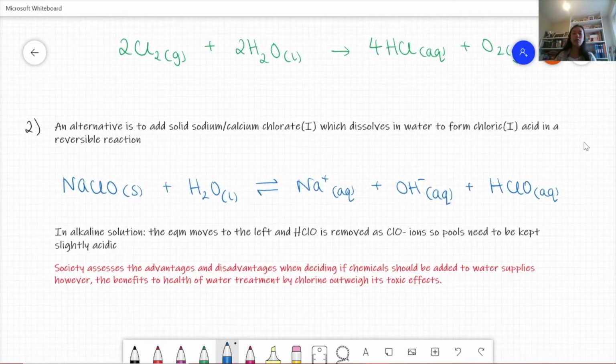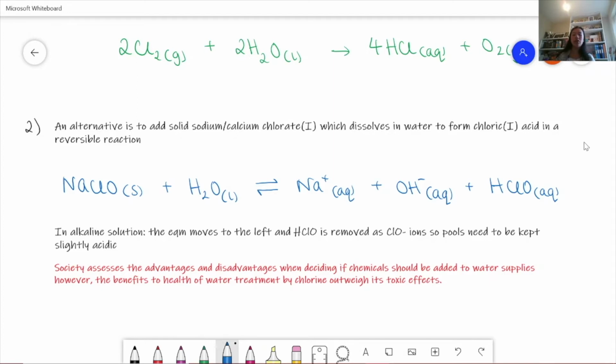So an alternative way that we can sterilize water is to add solid sodium or calcium chlorate(I), and this dissolves in the water to again form the chloric acid in a reversible reaction. So we have the sodium chlorate on the left reacting with water, and then this is in a reversible reaction with sodium ions, hydroxide ions, and also the chloric acid.